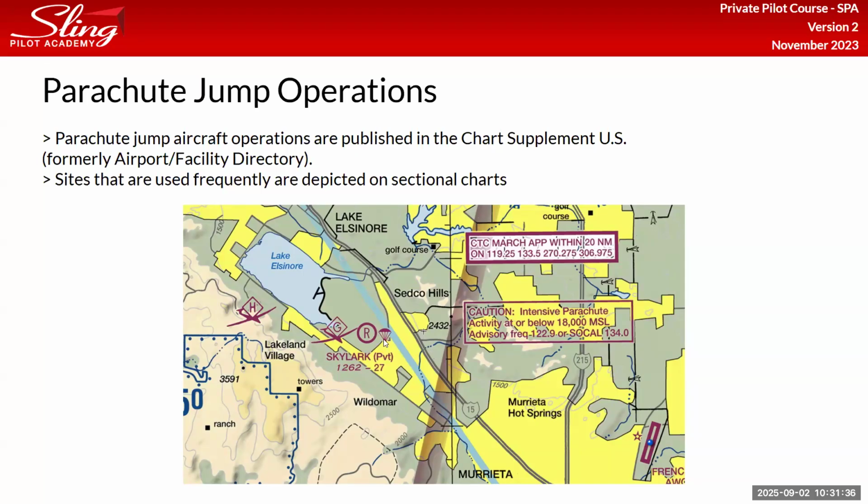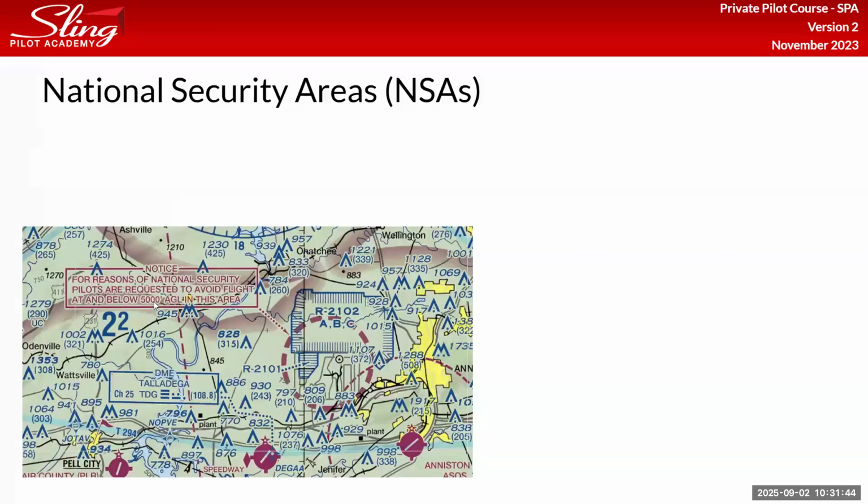Obviously, this is important because you don't want to be flying straight in the middle of a bunch of people parachuting out of a plane, right? Okay, I think we're gonna move on from that. All right, national security areas. This is rare to see on a chart, but obviously if you go to DC and other places like that, you'll see it. But what does this look like that we already talked about?